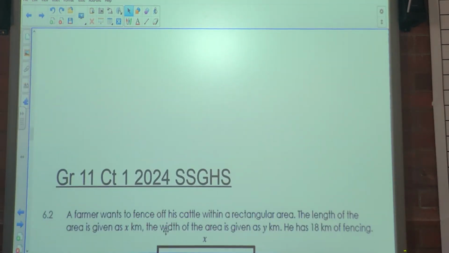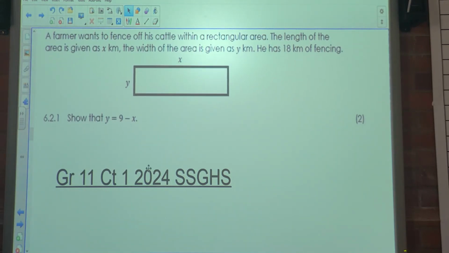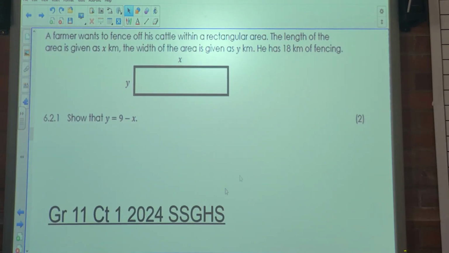Let's go to the next one. Here we are told that the farmer wants to fence off his cattle within a rectangular area. The length of the area is given as x kilometers, and the width of the area, of course, y kilometers. It has 18 kilometers of fencing. Show that y is equal to 9 minus x.